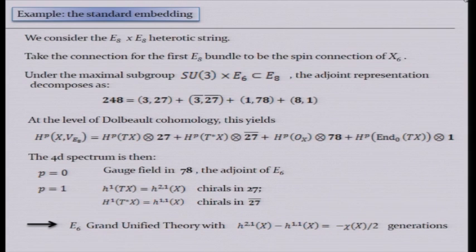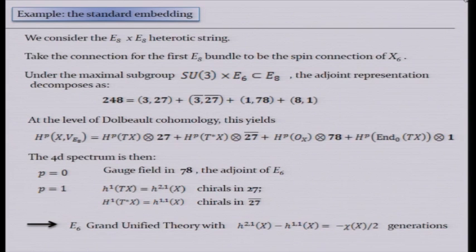And so the spin connection obviously is going to be identified with that part. And so now let's just decompose this 248-dimensional adjoint representation. It decomposes into four pieces. The first piece is the (3,27), where the 3 is the fundamental representation of SU(3), and the 27 is the 27-dimensional representation of E6. Then you get the complex conjugates. Then I get the (1,78), so it's the singlet of SU(3), and the 78 is the adjoint representation of E6. And finally I get (8,1). The 8 here is the adjoint representation of SU(3). Okay?